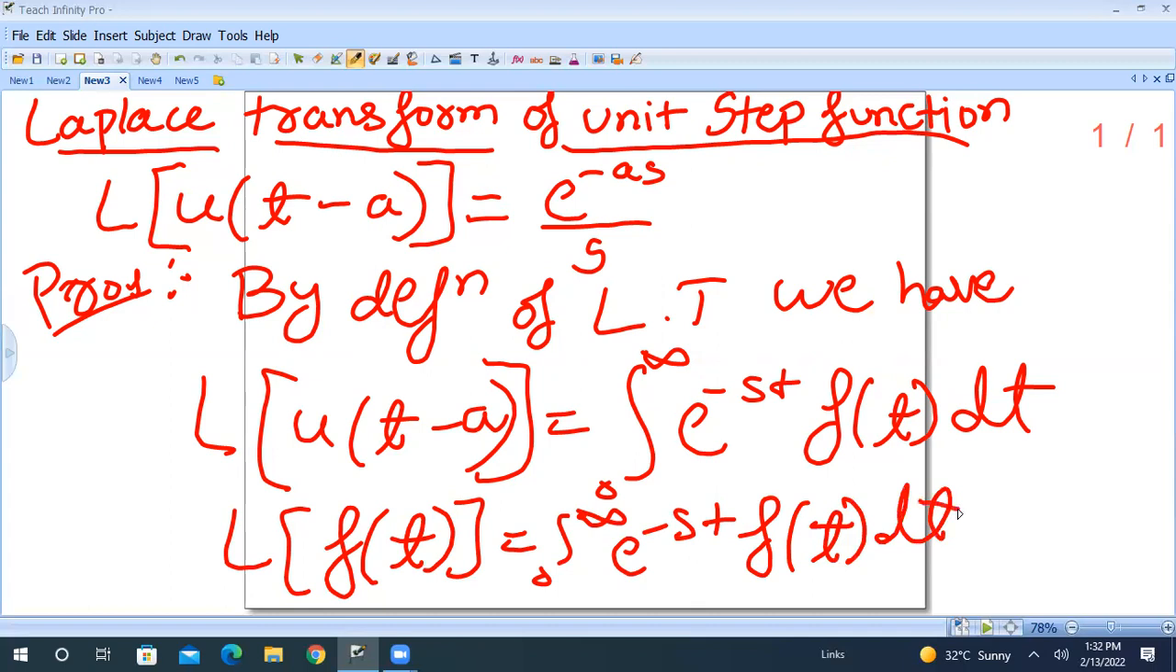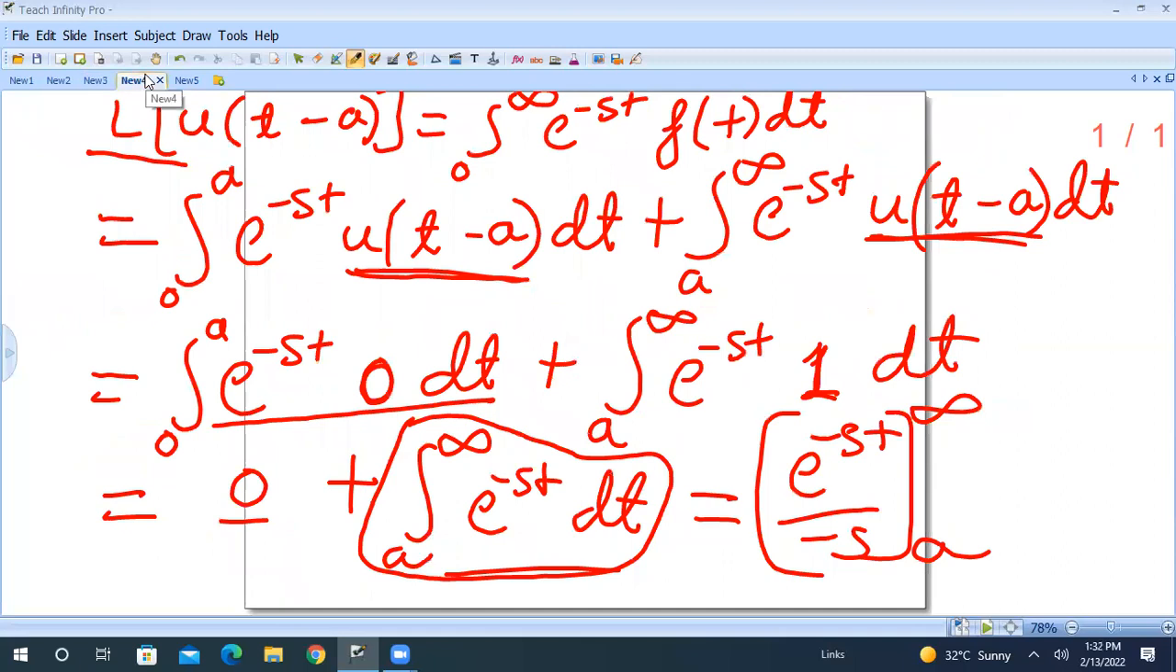We have written the same thing here. So what is the value of f of t for us? The value of f of t is u of t minus a. Next we apply this in the next slide. So in the next slide, the value of f of t is u of t minus a.